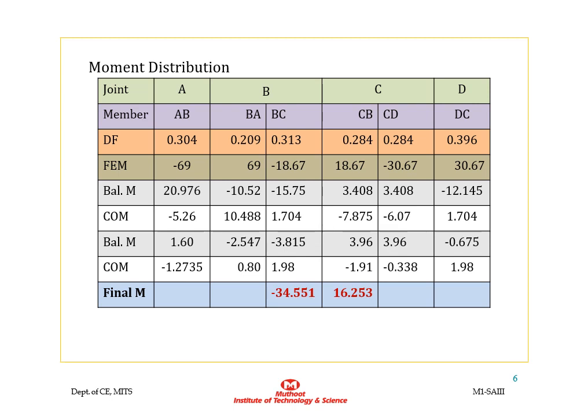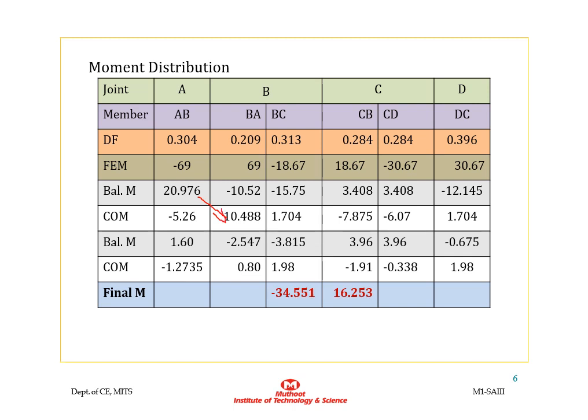Similarly, at the joint D also, the balancing moment at member DC will be minus 12.145. Then the balancing moment will be carried over to the far end according to their far end condition. So for member AB, the far end will be B, that is an intermediate joint, which is considered as a fixed end. So half of the moment from AB will carry over to the joint BA. So half of the moment 20.976, that is 10.488, will be carried over to the member BA.